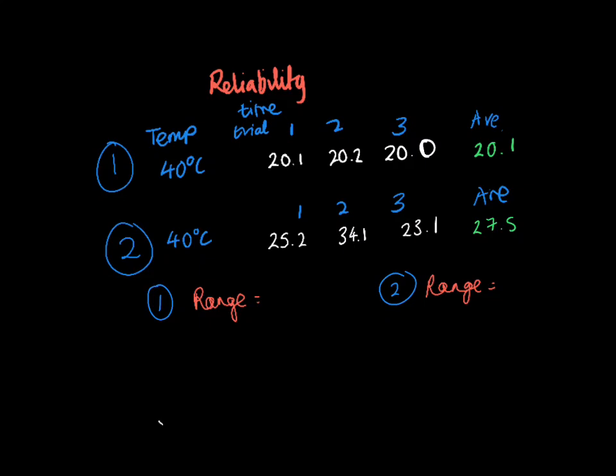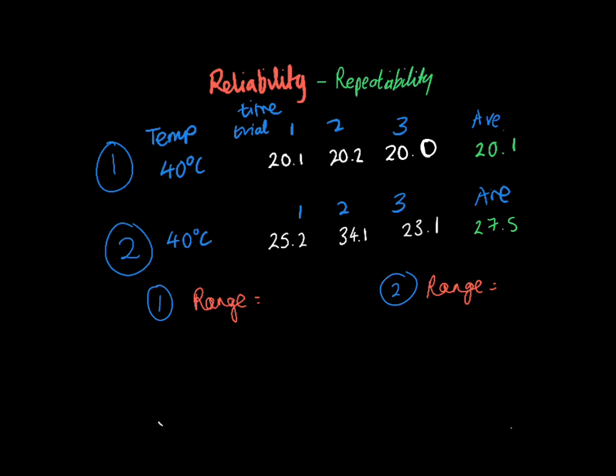So this video is on reliability, what it means and how to talk about it in your IA. So reliability, one way of thinking about it is in terms of repeatability: when you repeated the experiment, keeping all the control variables the same, how close were your results to each other? Okay, so if they're close together, that means it's reliable. If they're far apart, it is not reliable.